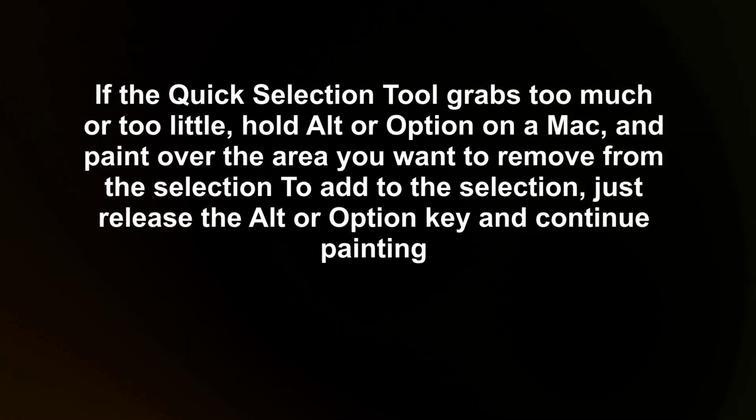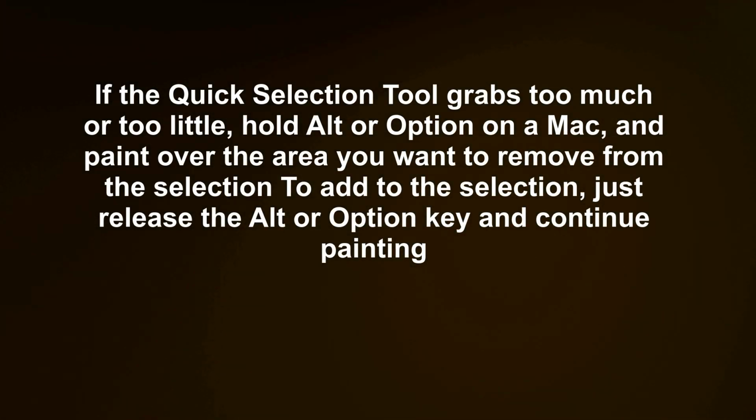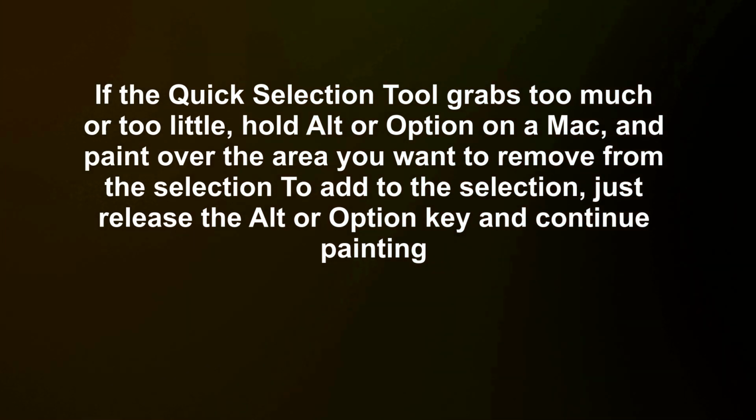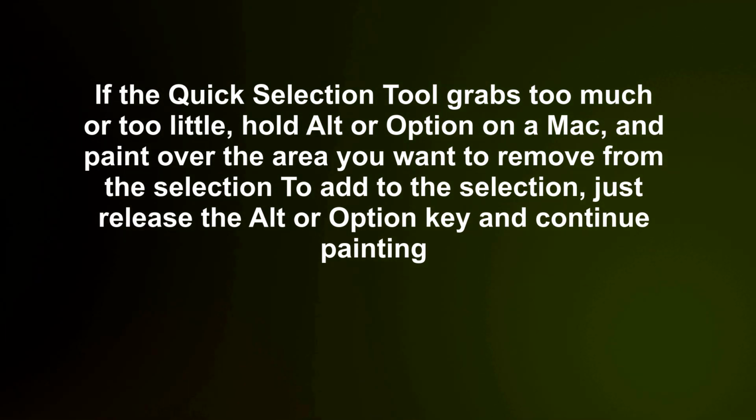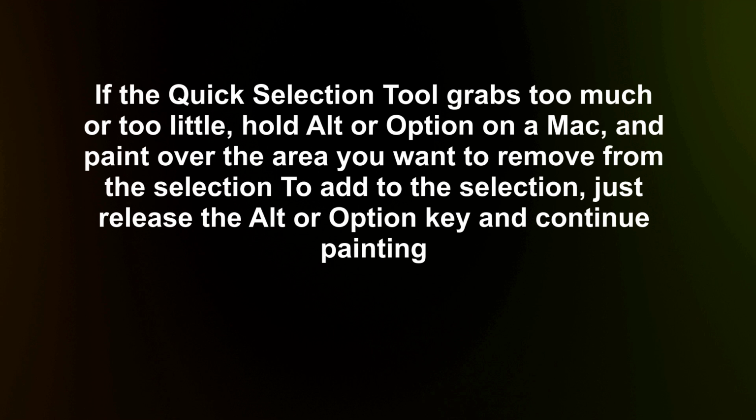If the Quick Selection tool grabs too much or too little, hold Alt or Option on a Mac and paint over the area you want to remove from the selection. To add to the selection, just release the Alt or Option key and continue painting.